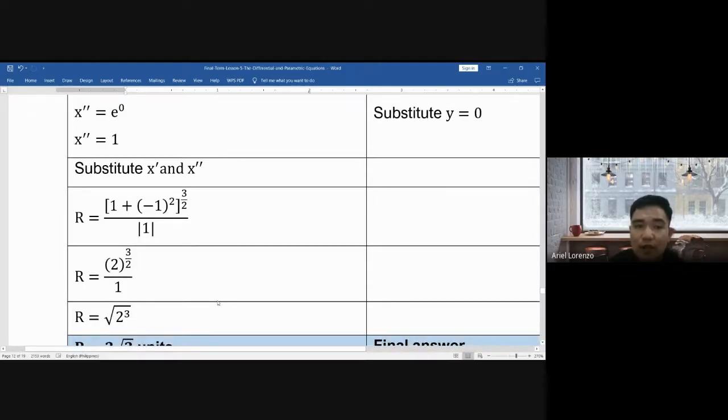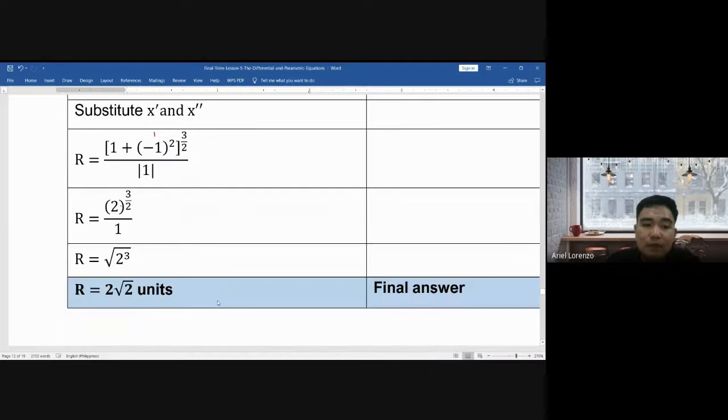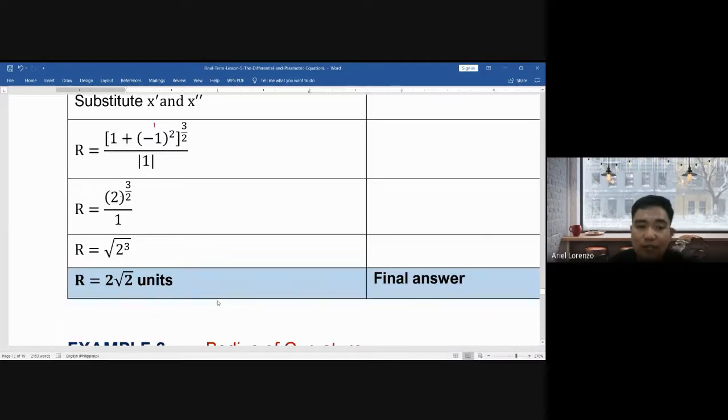Ta-da! Okay, 1 plus negative 1 square. Negative 1 square is positive 1. So 1 plus 1 is equal to 2. Then raised to 3 halves. Then absolute value of 1, still 1. So that is equal to square root of 2 raised to 3, or that is 2 square root of 2. So that is the radius of the curvature.